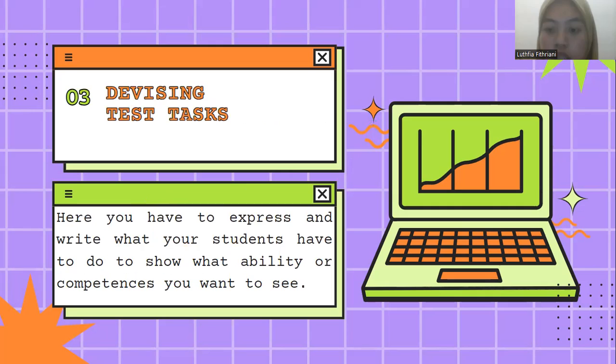The third is devising test tasks. Devising test tasks, or writing test items, is the central part of test construction. Here, the teacher has to express and write what your students have to do to show what abilities or competencies you want to see. Ideally, you need to try out all of your tasks before actually administering the test. But in our daily classroom teaching, the tryout phase is almost impossible.